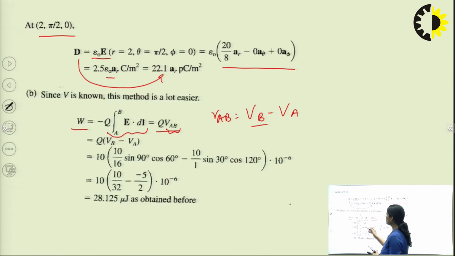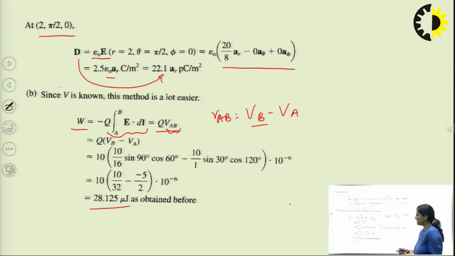So VAB is equal to what? While you are putting the values for A and B, you will get 10 in brackets, 10 upon 16 sin 90 degree cos 60 degree minus 10 upon 1 sin 30 degree cos 120 degree, and this is microcoulomb charge, so that is 10 to the power minus 6. So you will get 10 by 32 minus 5 by 2, 10 to the power minus 6. This is the obtained result, meaning work done. Work done is equal to 28.125 microjoule.